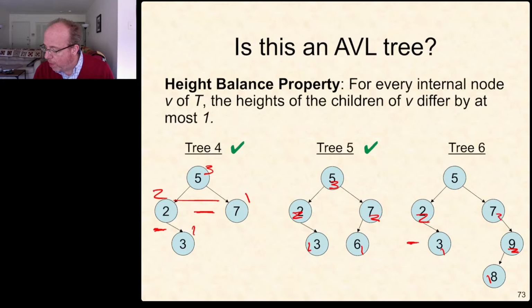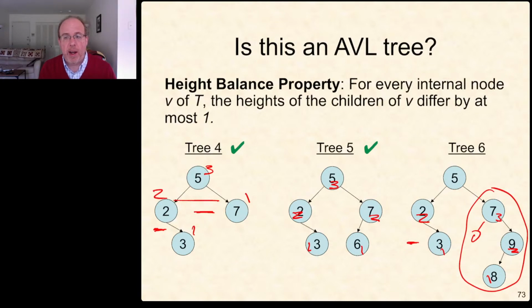The height of this is 3, but the height of this is 0. So at this point, tree 6 is not an AVL tree, therefore tree 6 is not an AVL tree at all. Now it turns out that the height of this is max of 2 and 3 plus 1, so the height of that is 4. So because this is unbalanced, this tree is not an AVL tree.